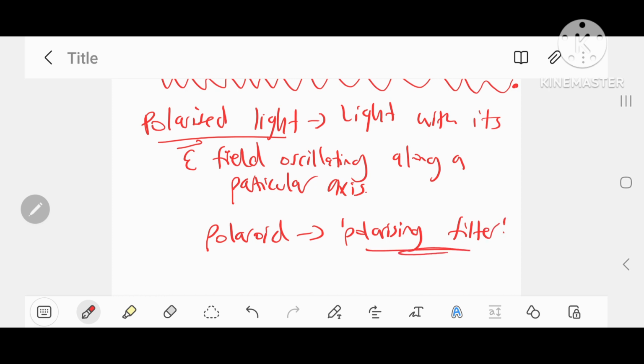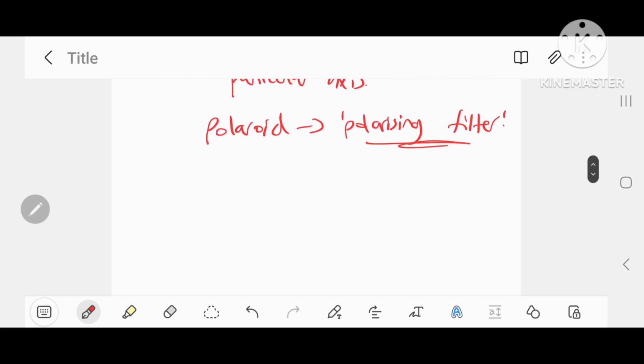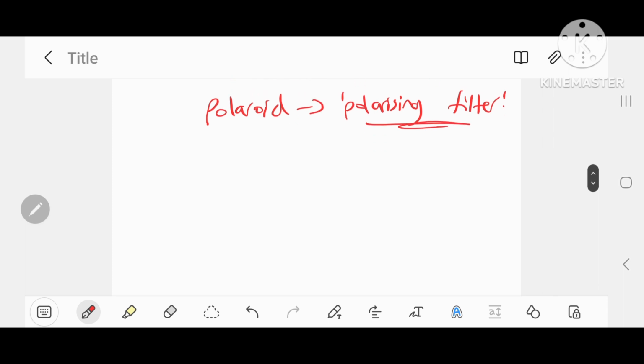So light from the sun, from a light bulb, that's unpolarized light. Okay, it's got its electric fields pointing along random directions. You can actually polarize it by passing it through a specific material substance known as a Polaroid. Now, to polarize light, pass through a Polaroid, here's how you would do it.